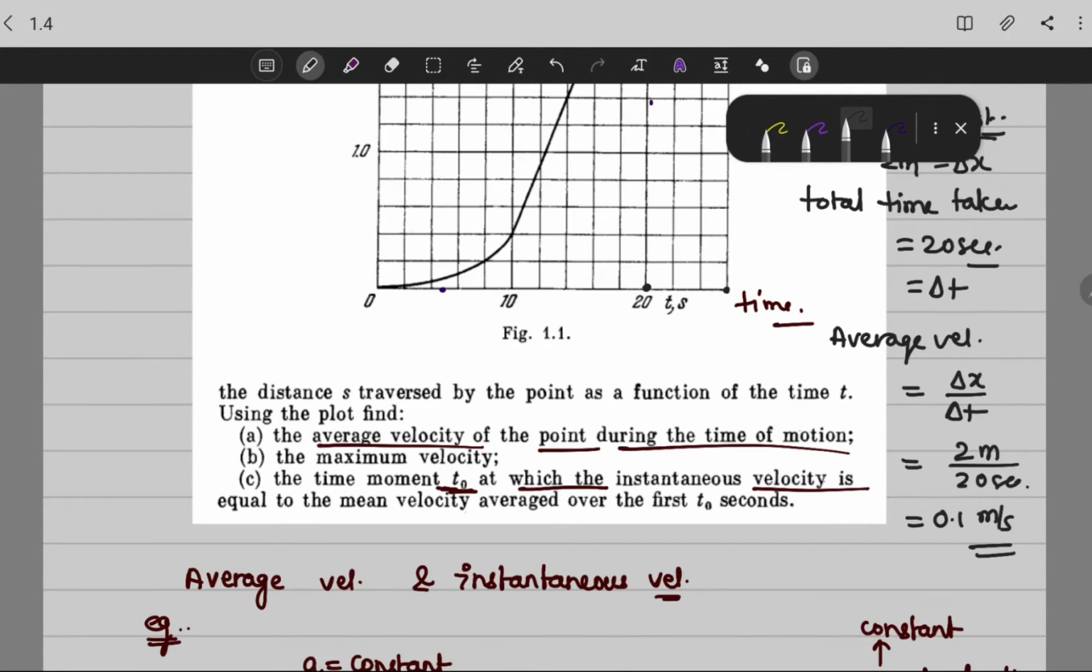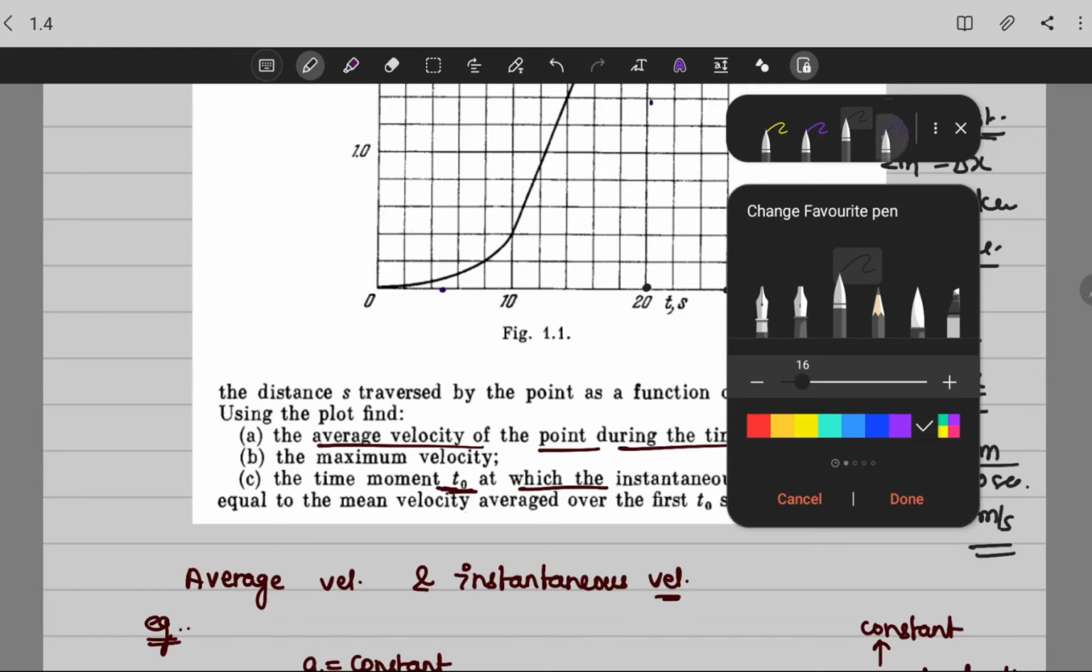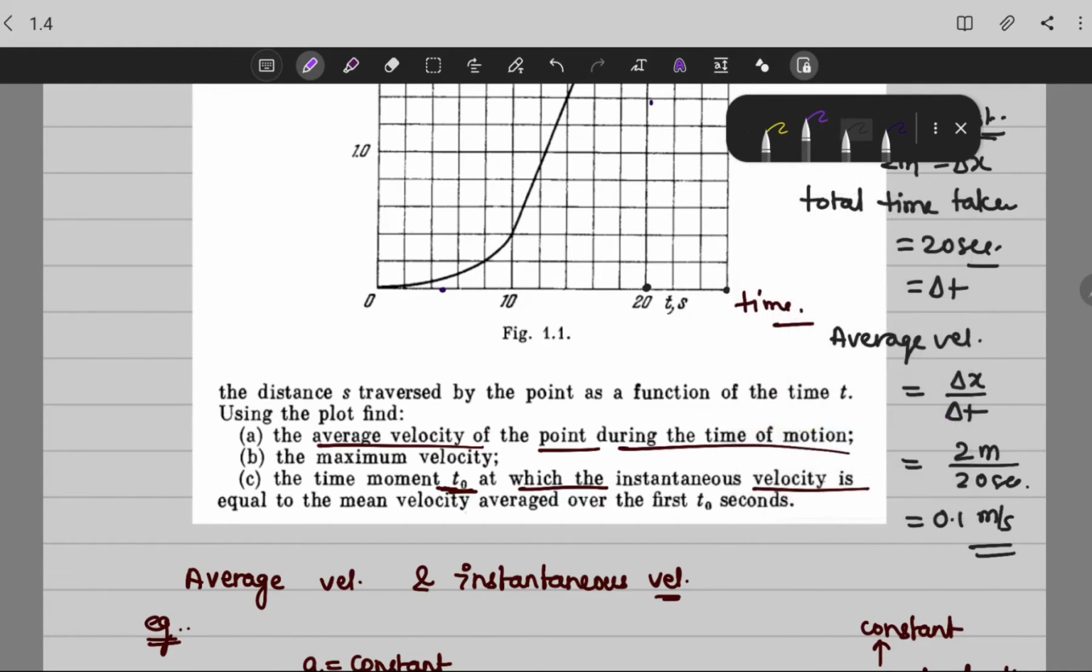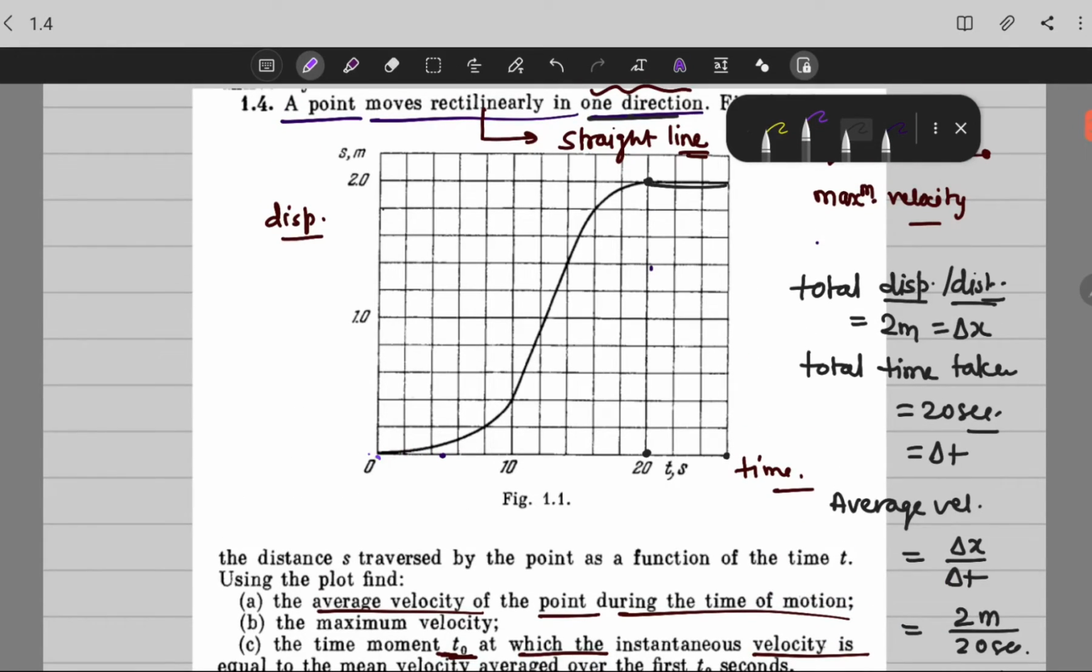Okay, now coming to the maximum velocity. Let us look at this graph. Initially the velocity keeps on increasing, as the slope is increasing. After that it came to a constant slope, and after this particular point the slope is again decreasing. So this is the region where the velocity is constant and it is maximum.